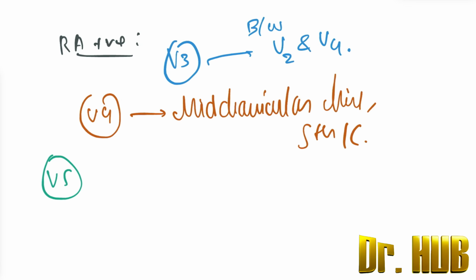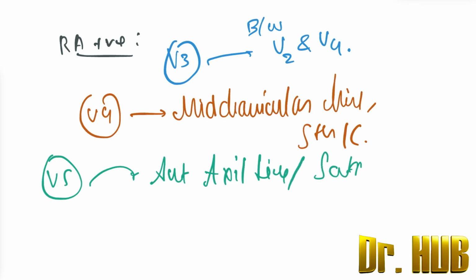Next we move on to V5. V5 is at the anterior axillary line, at the same level as V4.